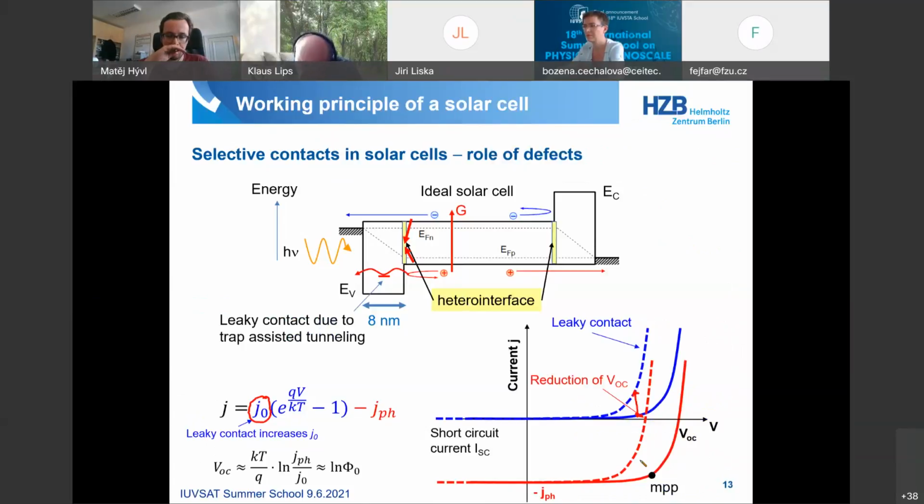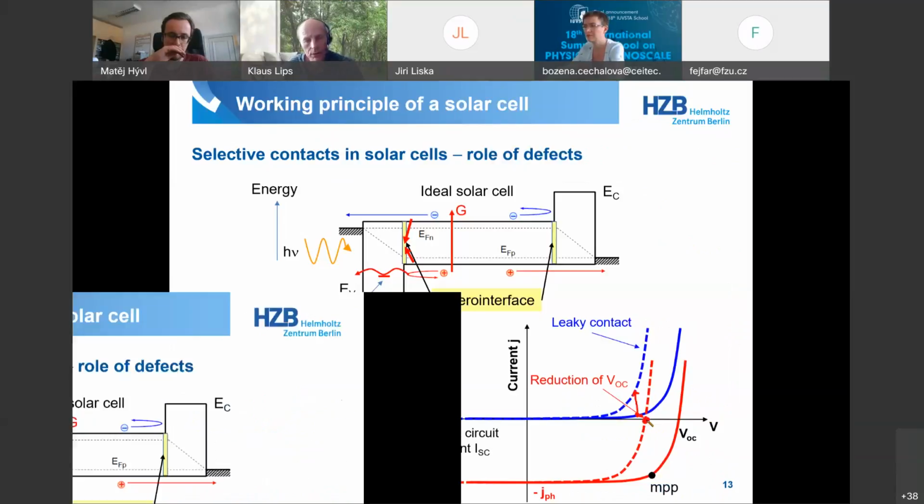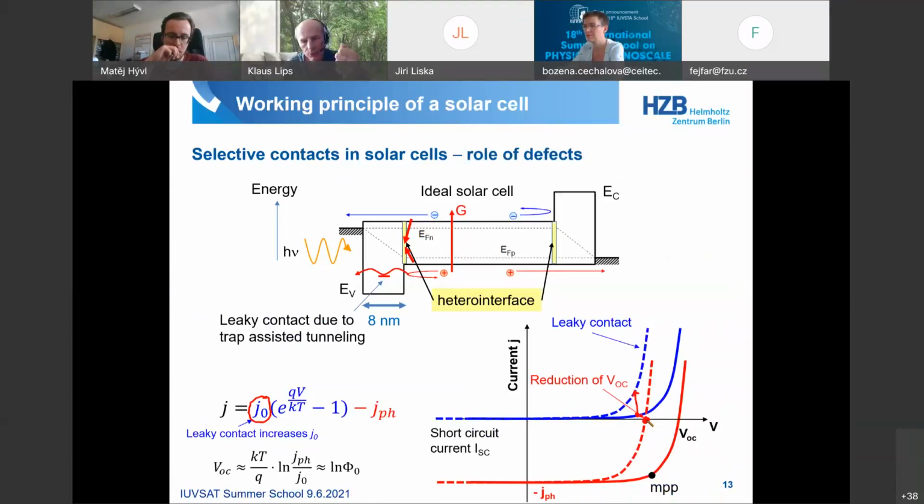And you can now see in the dashed line, because of the leakiness, we have a reduced voltage. And that means we have reduced output power of the solar cell. So that is why a leaky contact is going to reduce the voltage that we maximally can get out of this device. And so we have to minimize that leaky contact.